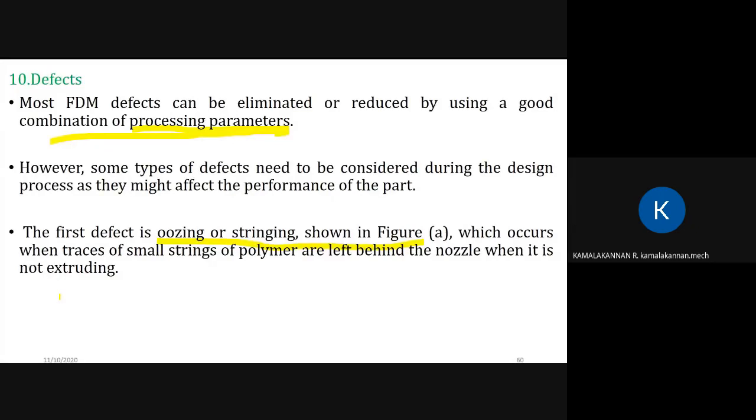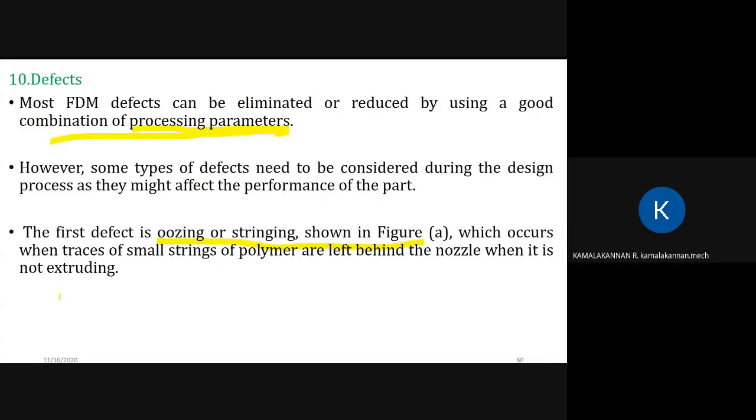When a layer is completed, layer by layer we are completing. Once the process gets over, the nozzle has to be stopped. The nozzle has to stop the print. Even after the nozzle stoppage, there might be a small oozing of the thermoplastic, or whatever material you are using, that comes out of the nozzle in a very thin manner, and it sticks to the product. It might not be a big problem, but it leads to post processing.